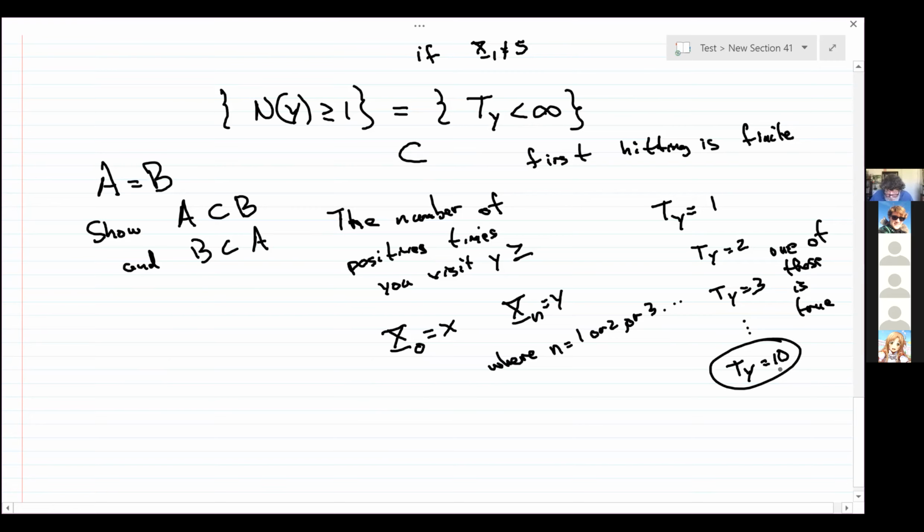But if I first hit Y at time 10, then the number of times I hit Y would be at least 1, because I hit it at time 10, right? It might be more. I might hit it again and again. Who knows? But if there's a first positive time that you hit Y, and that's what being here means, like that first positive time could be 10, then clearly the number of times you visited Y is at least once, because you visited at time 10, and you might visit more. But who cares about the more? If you're in here, then you're in here, and that completes sort of the proof.